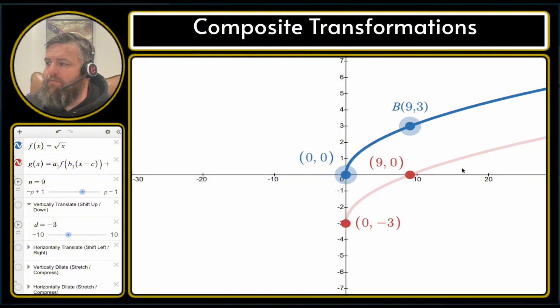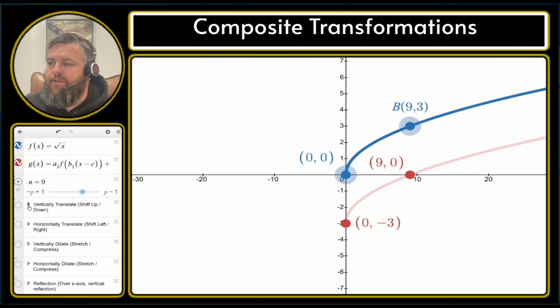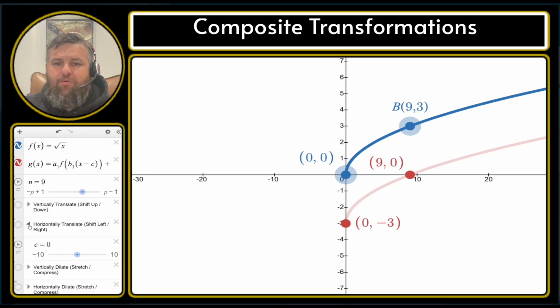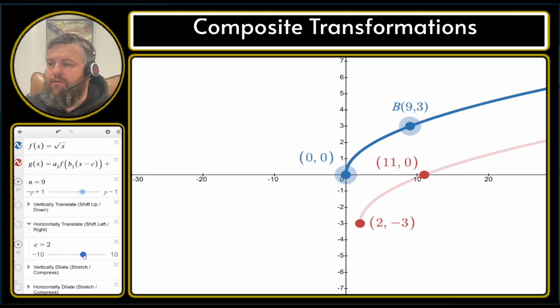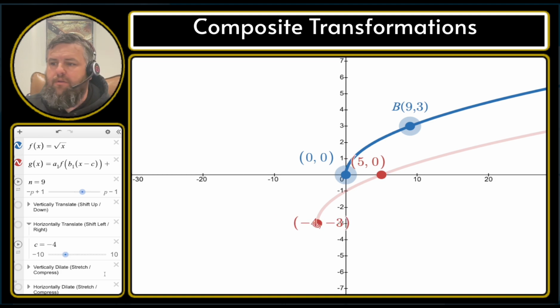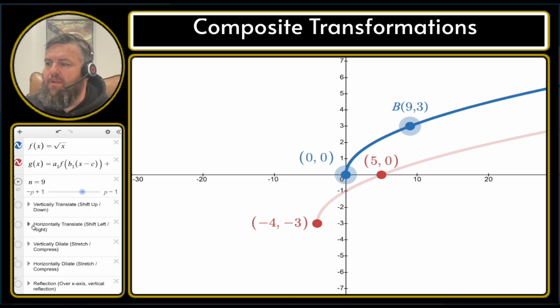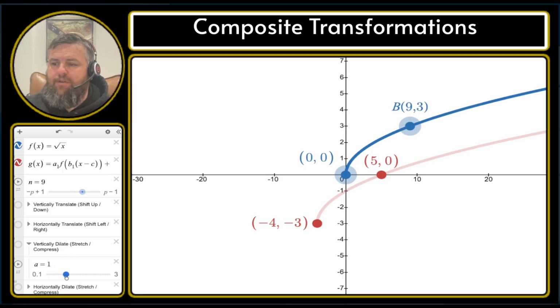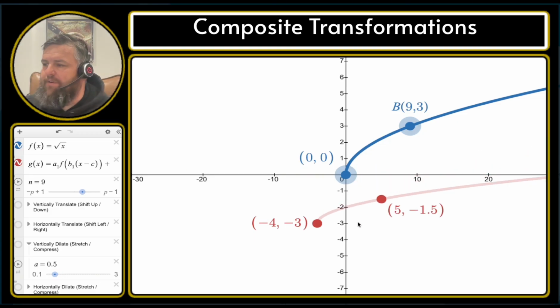The red line represents the transformed function. So there's your vertical transformation. I also have a horizontal shift to the left 4 units. And then I had a vertical compression by half, so I'm going to reduce this down to 0.5. You can see now from the function that the blue line represents the original parent function, and the red line represents the transformed function g of x.